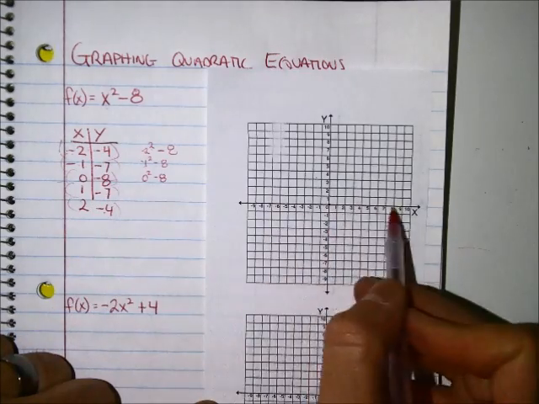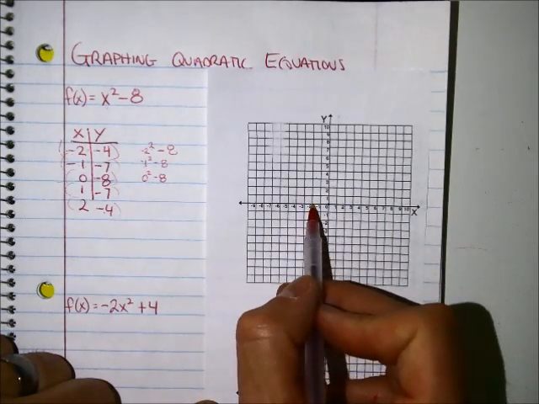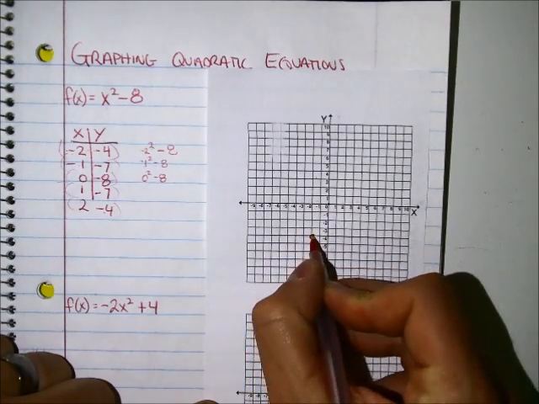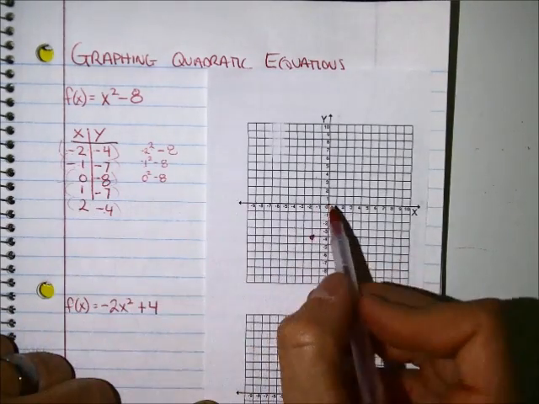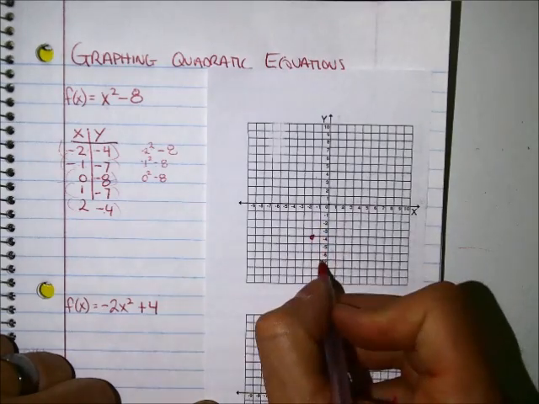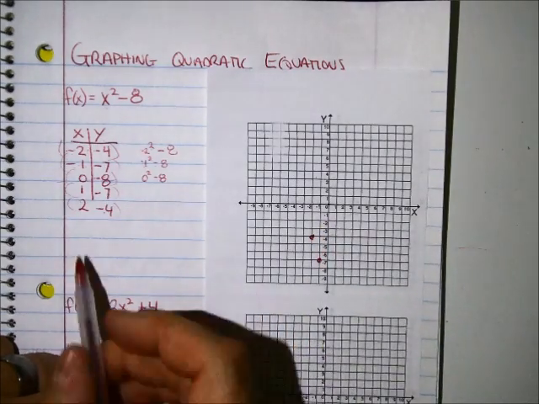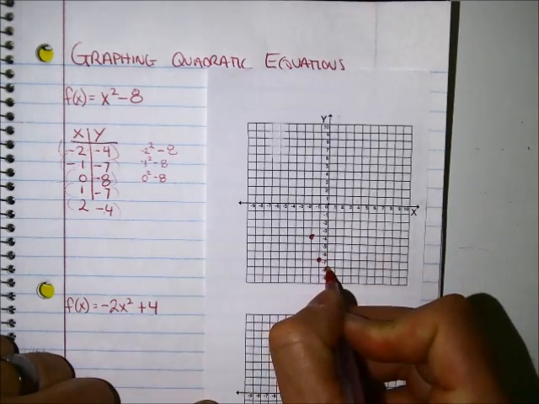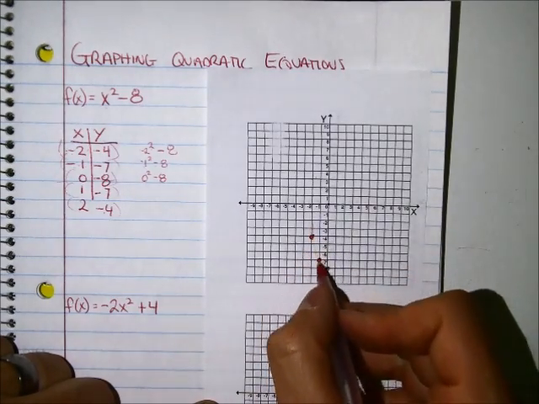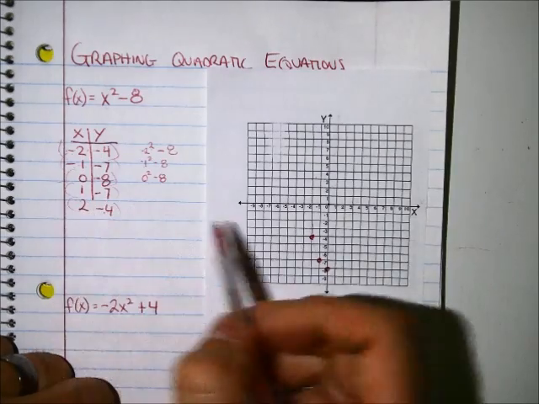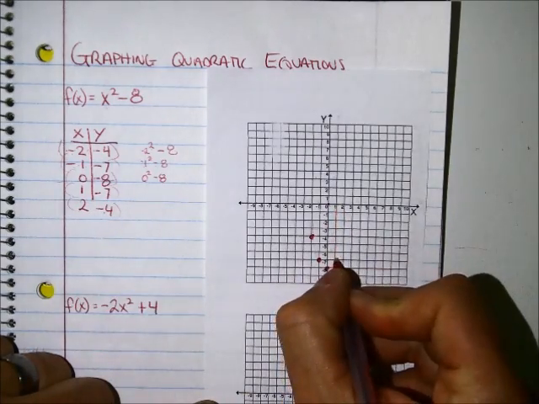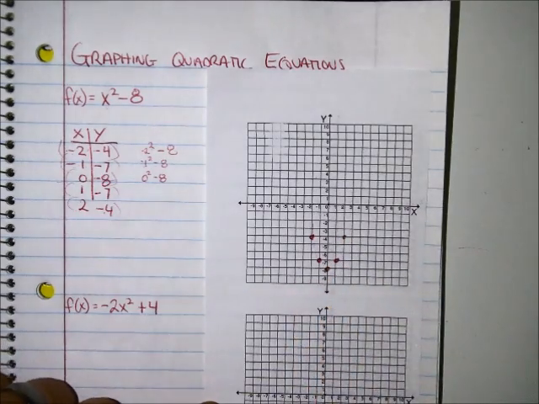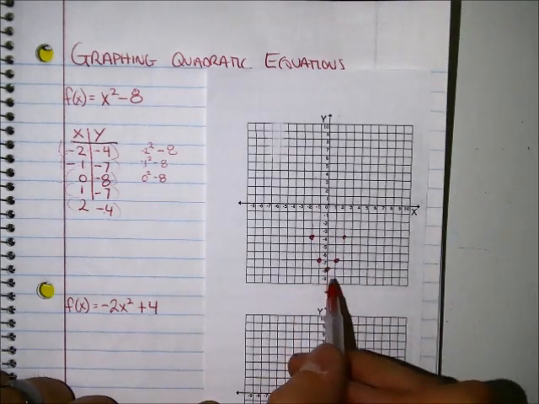Each one of these pairs is a point. -2, -4 on the graph. You go -2 sideways first, and then -4 point. The next point, -1, -7. 0, -8. And then symmetric, so I'm coming down like this, I'm going to go up the other side, so 1, -7 is here, 2, -4 is here. Once you got the 5 points, it's going to make a U shape.